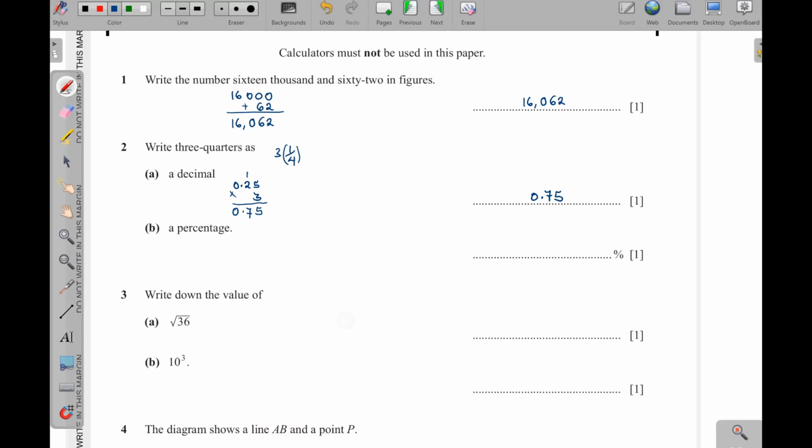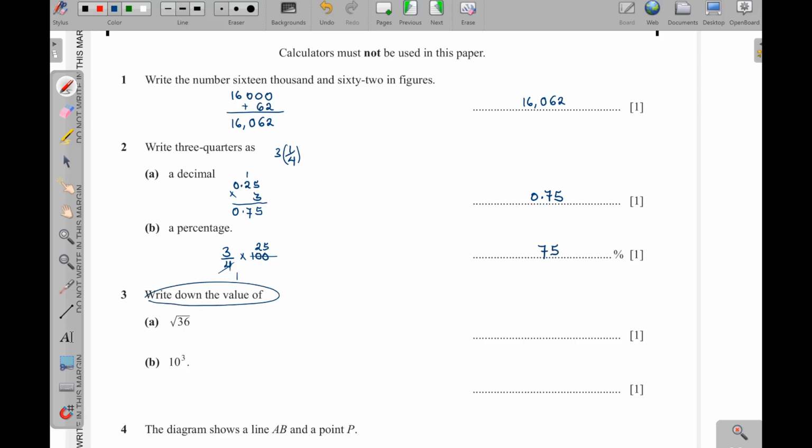And then percentage. So we shall have this 3/4, then we multiply it by 100. Or you can get this 0.75 you have gotten times 100. So already 4 goes into 100, 25 times. So that means this one will be 75%.